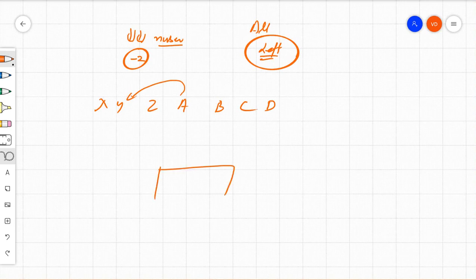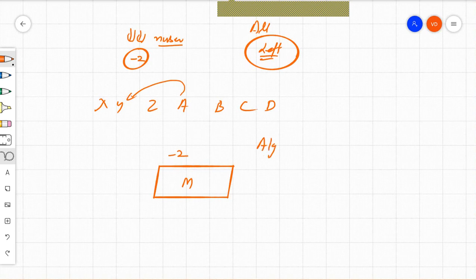So if I have a message, if I say key -2, I need to specify an algorithm here. That what is the meaning of this -2? This will be calculated by the algorithm.